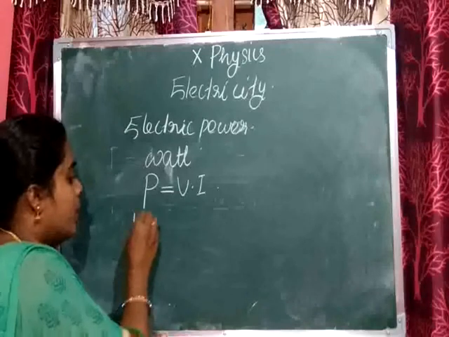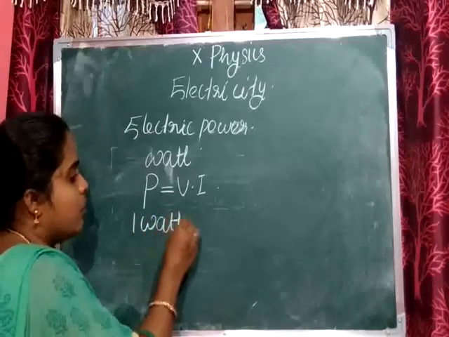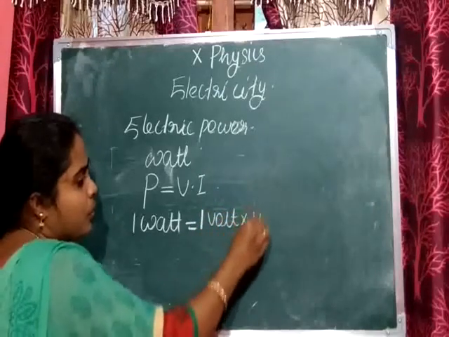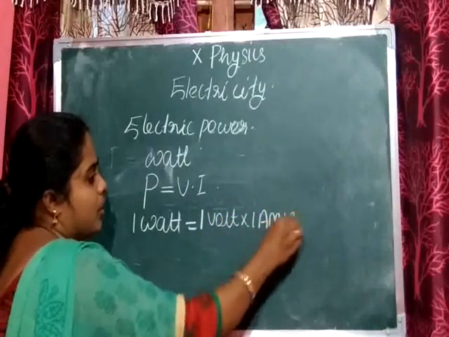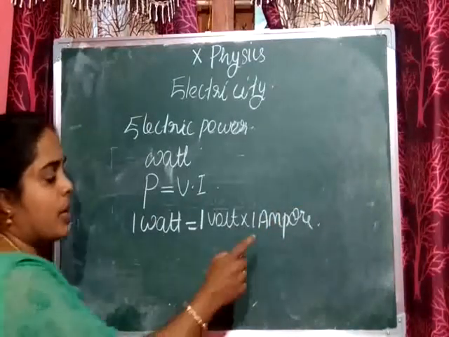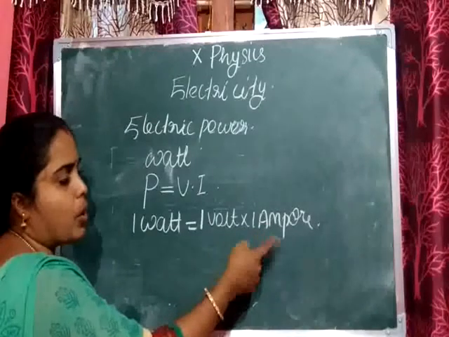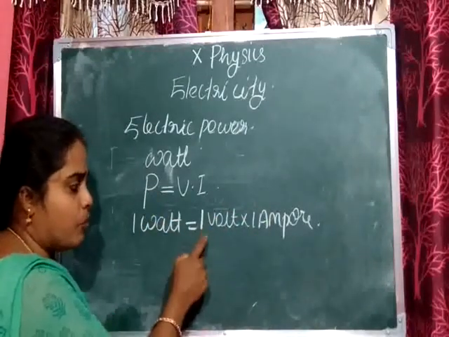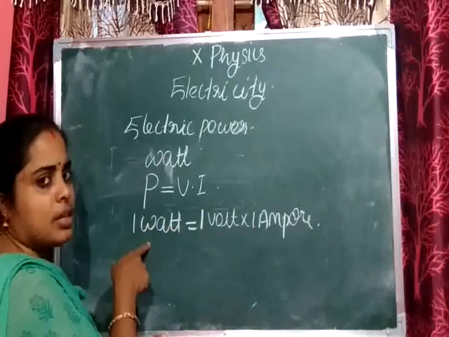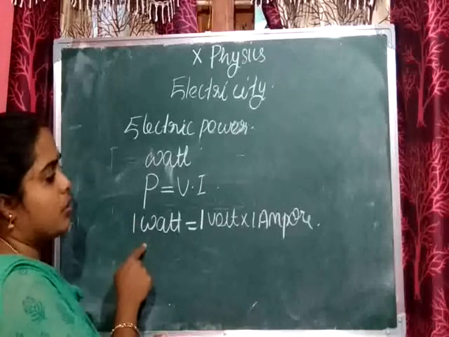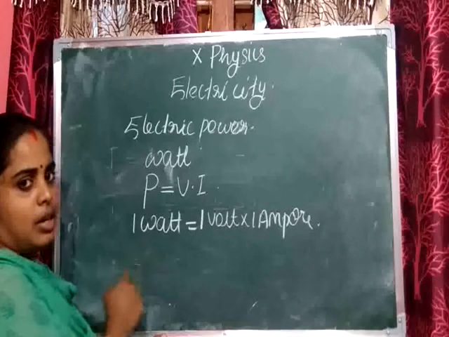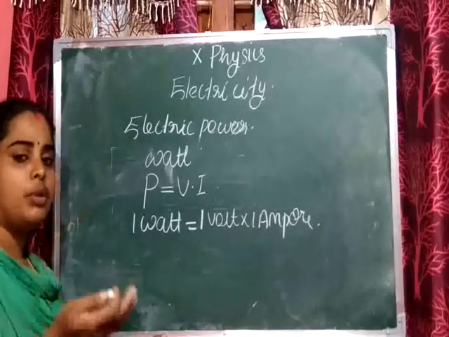That is, 1 watt is equal to 1 volt into 1 ampere. That is, if a device carries a current of 1 ampere and is operated at a potential difference of 1 volt, then the device consumes energy at the rate of 1 watt. So that is the definition for the unit of power. Clear? There are some other units also.